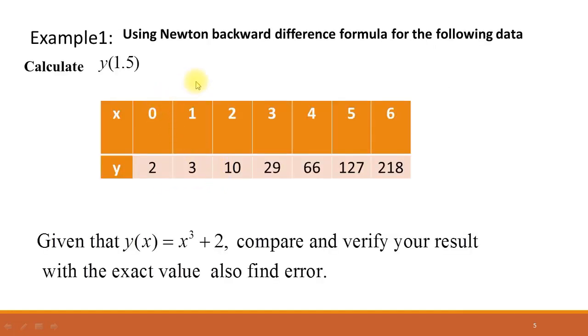Now let's move on to an example, a very interesting example. Using the Newton backward difference formula for this data, calculate the value of y at x = 1.5, and this is the given function for this data. If we put x = 0 in this function, we get y = 2, and for x = 1, y = 3, and for x = 2, y = 10, and so on. So you can compare and verify your result to this exact result, and you can find the errors.